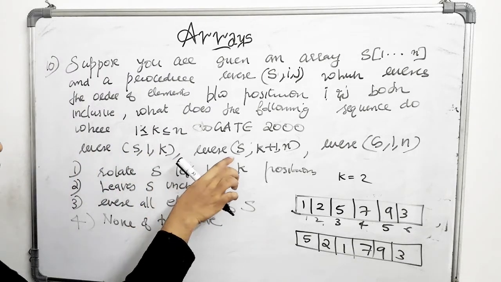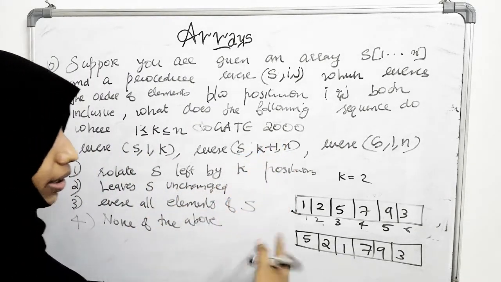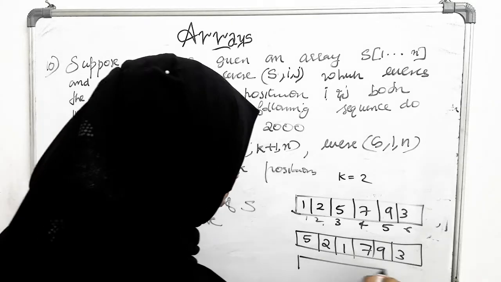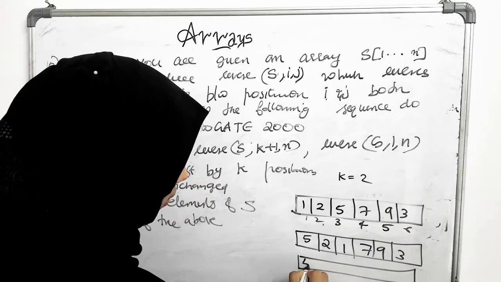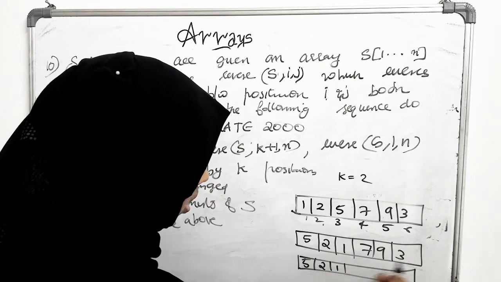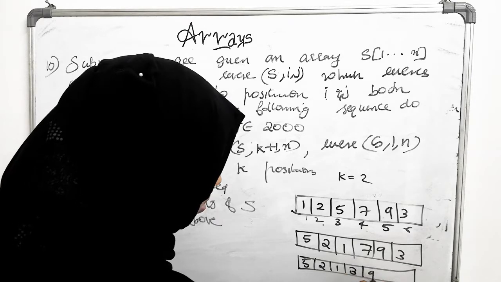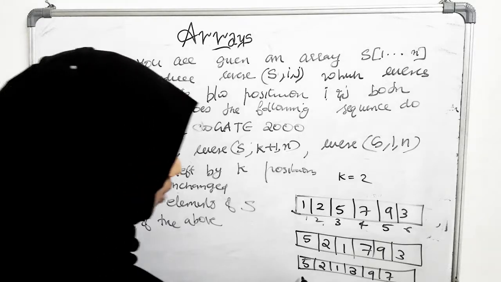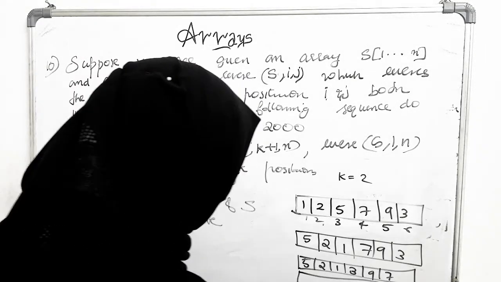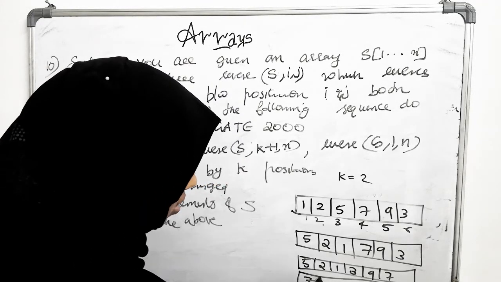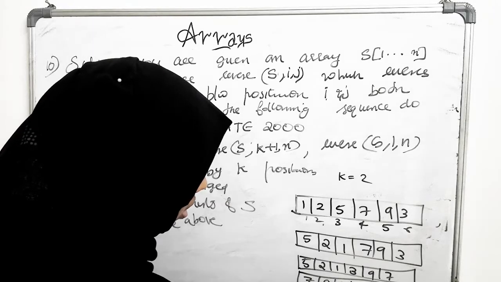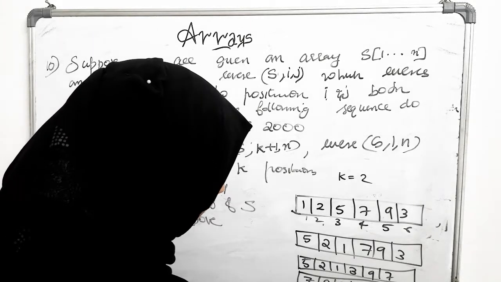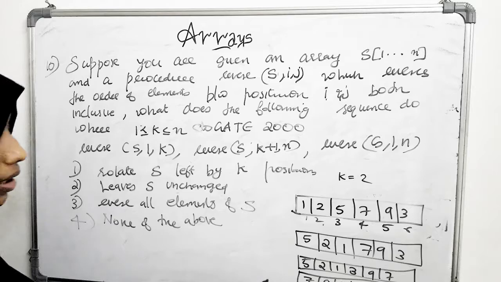Now we have another process, reverse k plus 1 to n. The rest of the elements are reversed. So k plus 1 means 4 to 6 will be reversed. So 5, 2, 1, now 3, 9 and 7. Now the whole array is reversed once again. Between 1 to n we are reversing the whole thing. So we'll get 7, 9, 3, 1, 2, 5. This is the final array that we are getting.